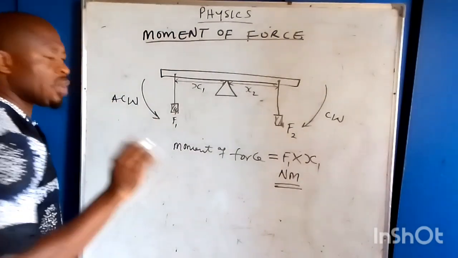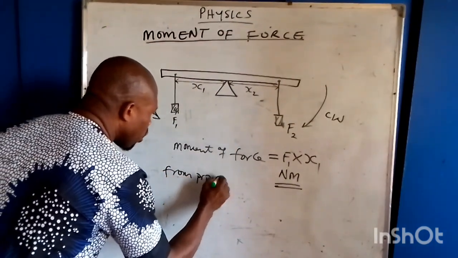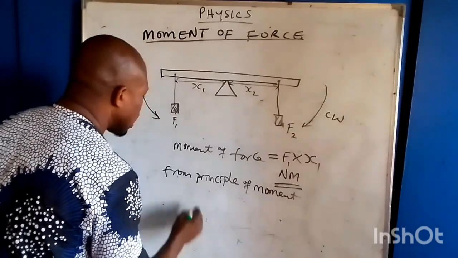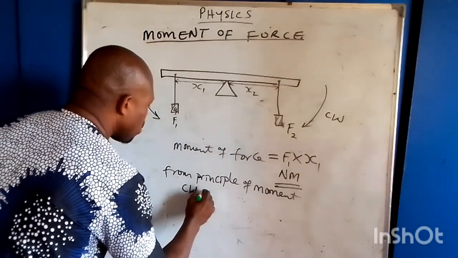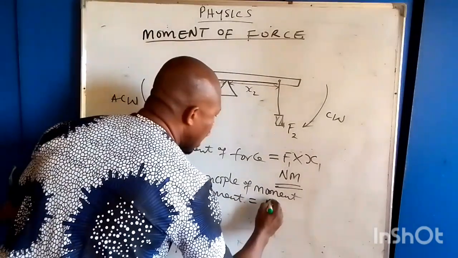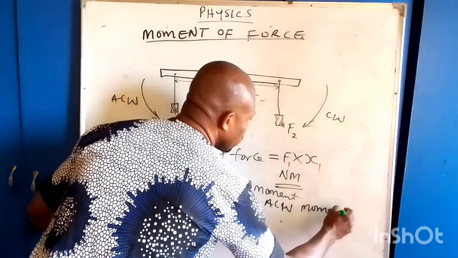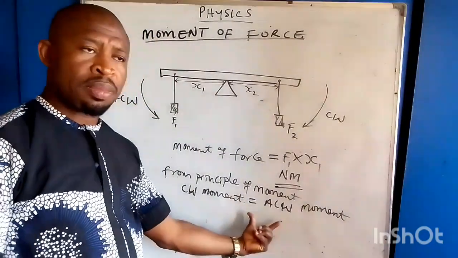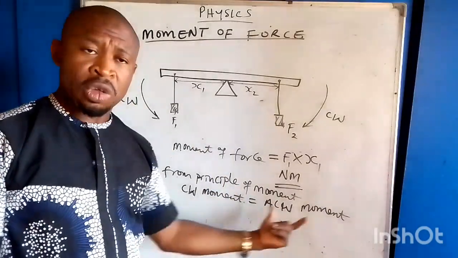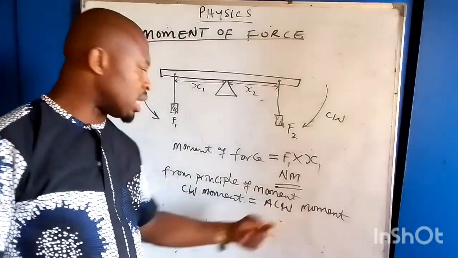So from the principle of moment, we say that clockwise moment is equal to anti-clockwise moment. Please, this is the formula. Anytime you are given this particular problem, always state your formula before you start. So this is your first entry: clockwise moment is equal to anti-clockwise moment.